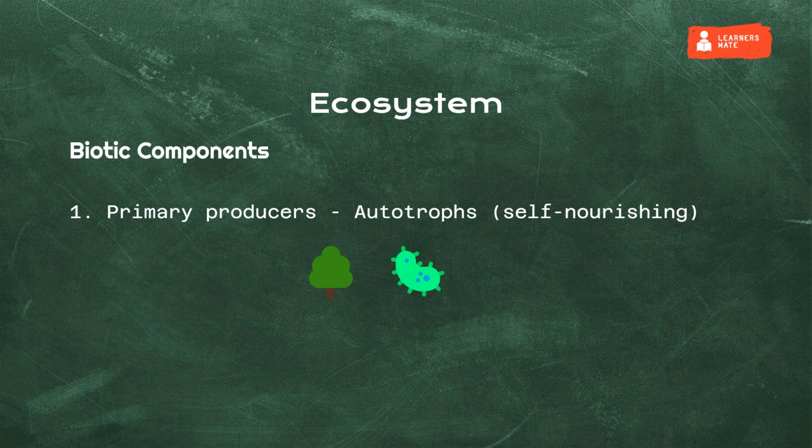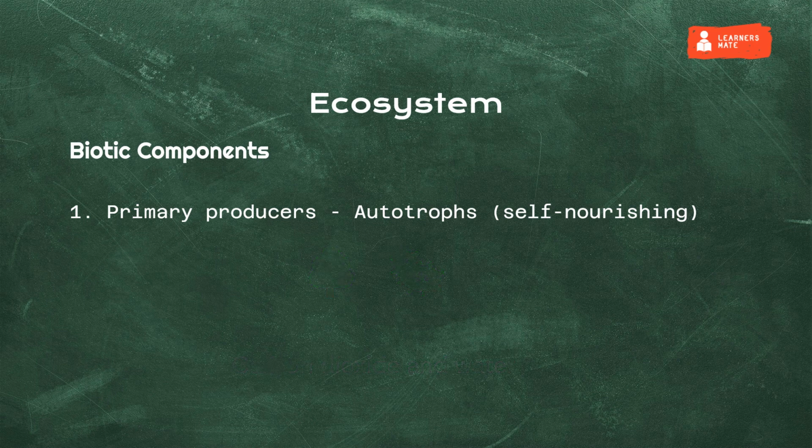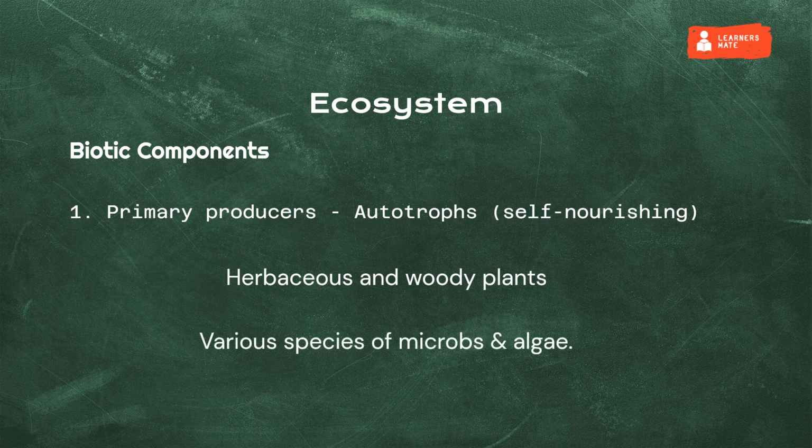They synthesize carbohydrate from simple inorganic raw materials like carbon dioxide and water in the presence of sunlight by the process of photosynthesis for themselves, and they supply indirectly to the other non-producers. In a terrestrial ecosystem, producers are basically herbaceous and woody plants, while in an aquatic ecosystem, producers are various species of microbes and algae.